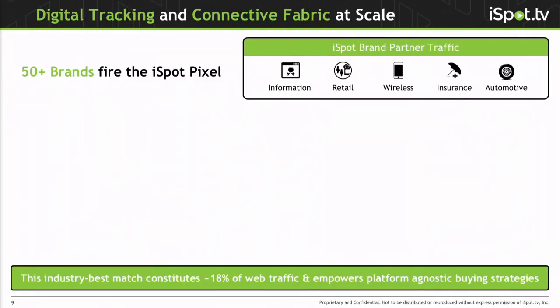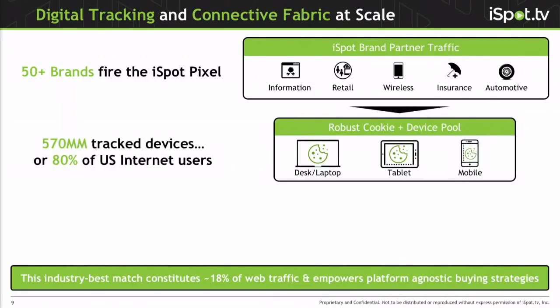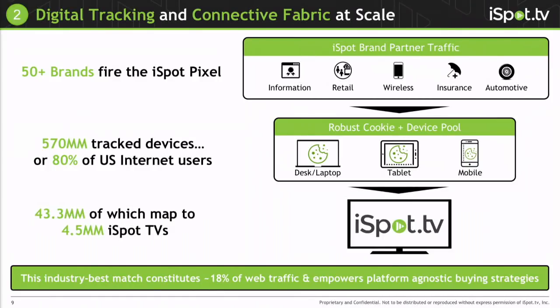Finally, you've got to connect this ACR data into web KPIs, and the only way you can do that is if you have a scalable web tracking mechanism. Today, the iSpot pixel runs on over 50 brands' websites. These are some of the largest advertisers on television and some of the largest websites on the web. So this is massive scale. Across these websites, we have now mapped 570 million digital devices into the iSpot population, which accounts for about 80% of internet users in the US. And within that, we've been able to definitively map 43.3 million devices into 4.5 million television sets.